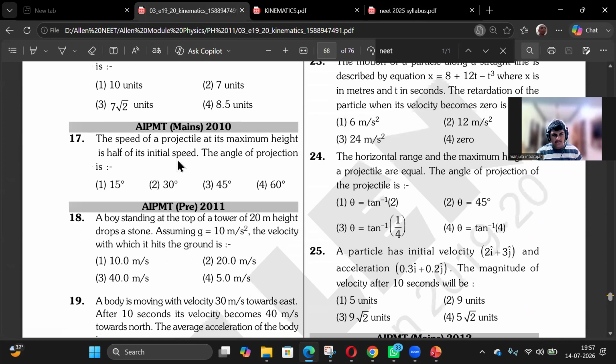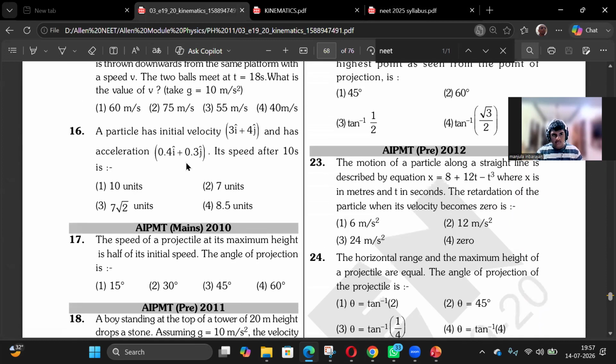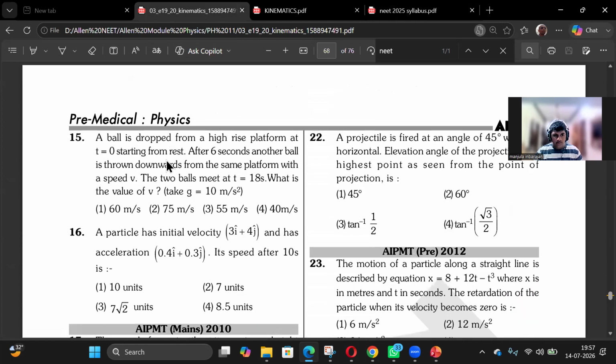Do we have any sums in this, till what we have learned till now? Wait.